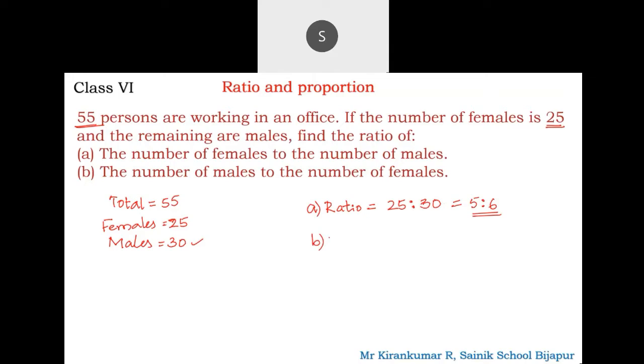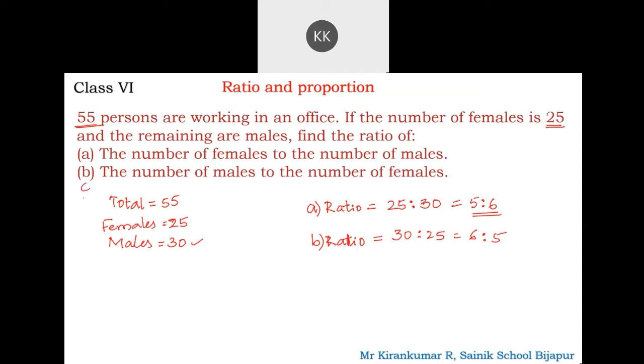In the second, the ratio is between the number of males to the number of females. 6 is to 5. Okay, 6 ratio 5. Now I'll give the third question.